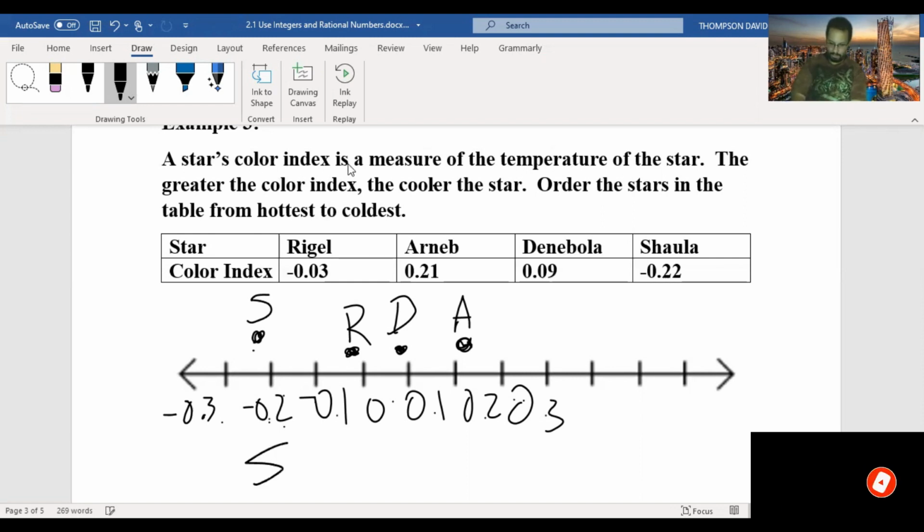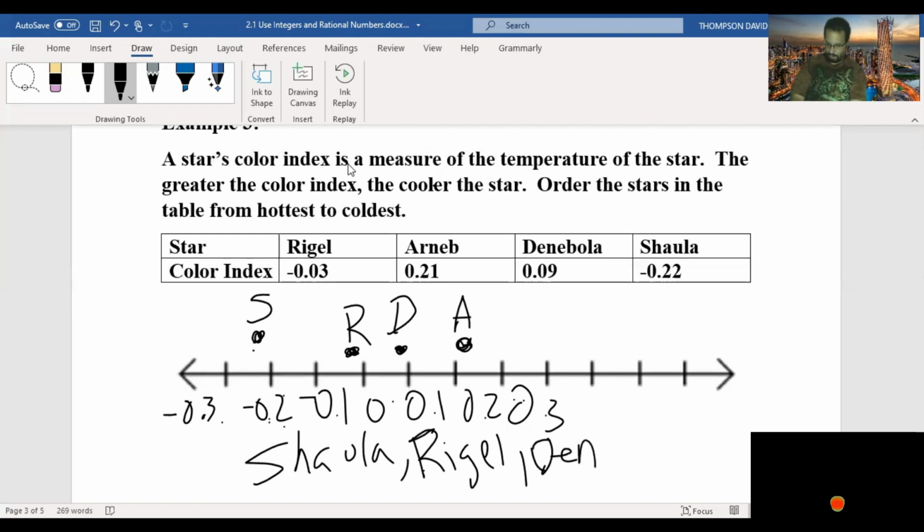So in order, it would be Shala, Regal, the Nebula, just by looking at our number line. And then last but not least, RNeb as our coolest star. And we are done example 3.